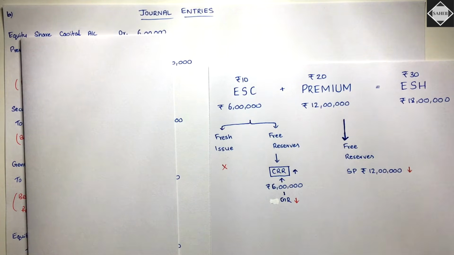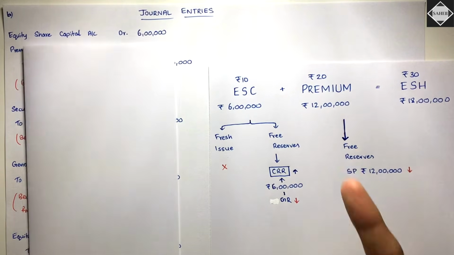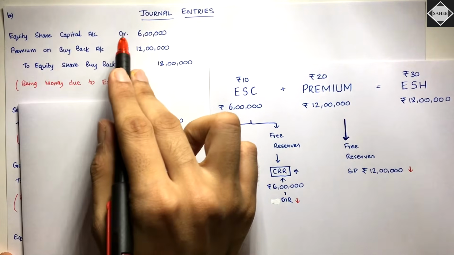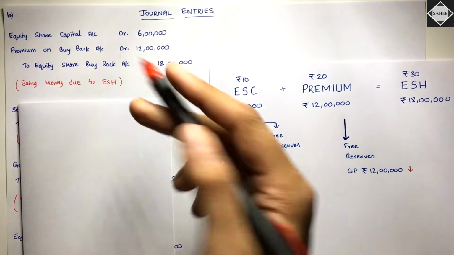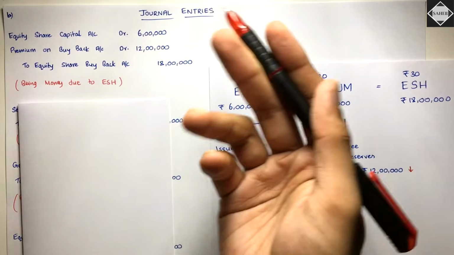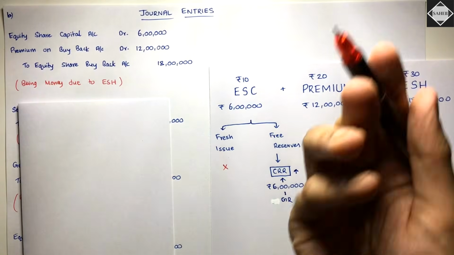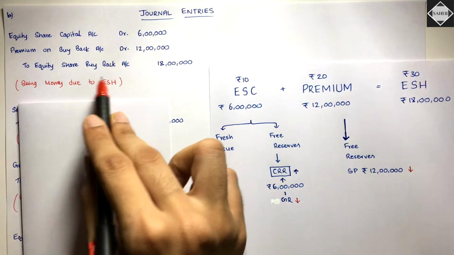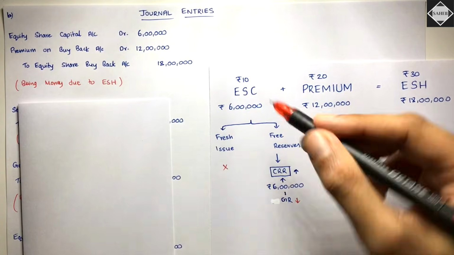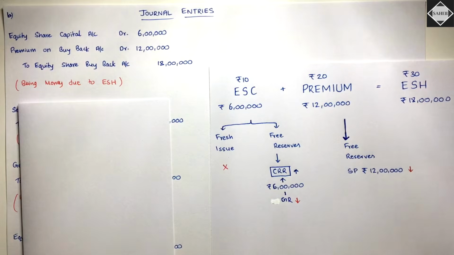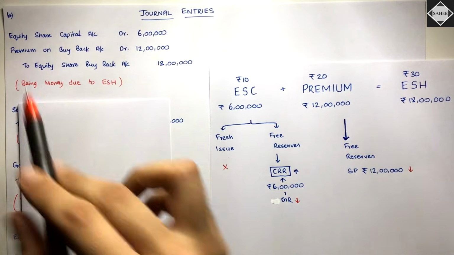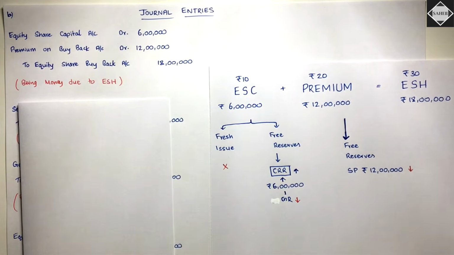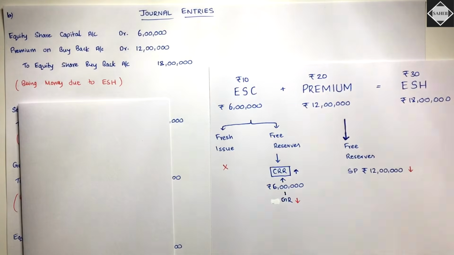So let's see the journal entries, how it will be happening. First you have to pass the due entry. You all know, equity share capital account debit, you're cancelling off the capital. Premium on buyback account debit, you are recording a loss and expense, isn't it? Premium on buyback, extra money that you are paying, 12 lakhs. To equity share buyback account, 18 lakhs. This is the first journal entry, being money due to equity shareholders. You can also credit equity shareholders account, that's also fine. Fine, first journal entry done.